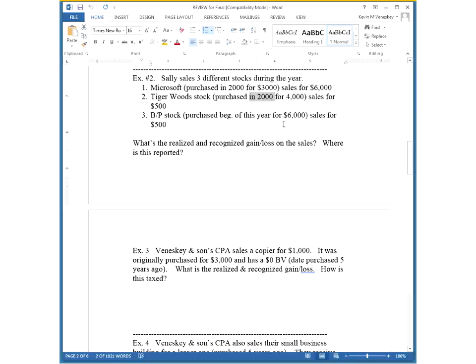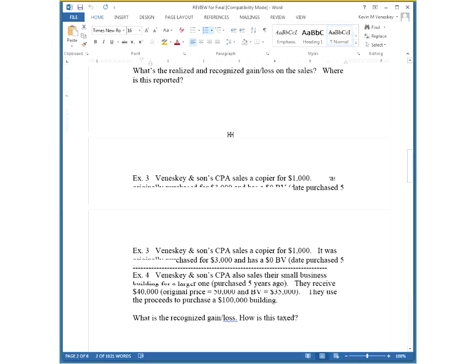And then our last one, we purchased it at the beginning of the year for $6,000. It's worth $500, so we have a $5,500 loss, short term. So we have a realized long-term loss of $500 and a short-term loss of $5,500. However, what's actually going to get reported or recognized would be a loss of only $3,000. The rest of it would get carried forward to next year to be able to use, as long as we didn't have any more loss to add onto it.